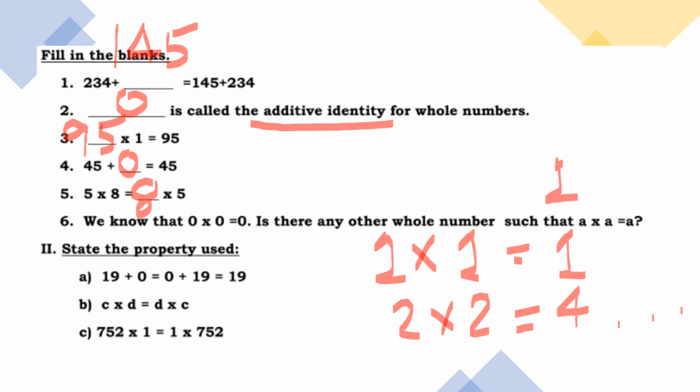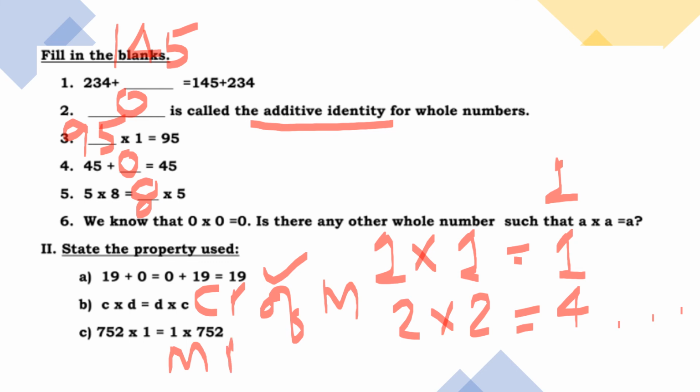Now state the property used. In the second part, we have to state the property used. The first one says 19 plus 0 equal to 0 plus 19 equal to 19. This is the additive property, where you are adding 0 to the number and you are getting the number itself. Next, C into D is equal to D into C. This is the commutative property of multiplication. And in the third one, we are multiplying the number by 1. That will give the number itself. So this is the multiplicative property.